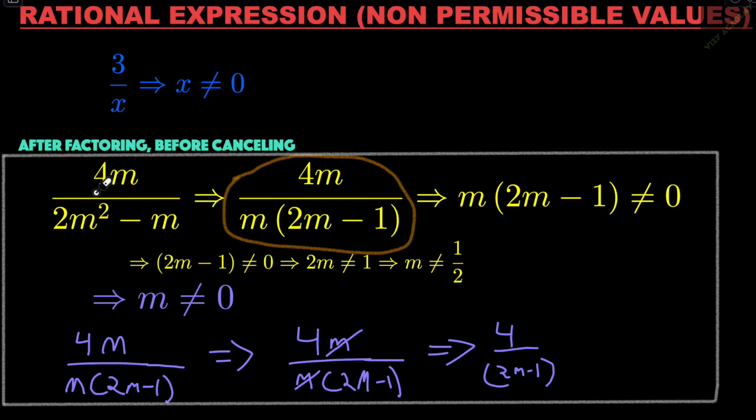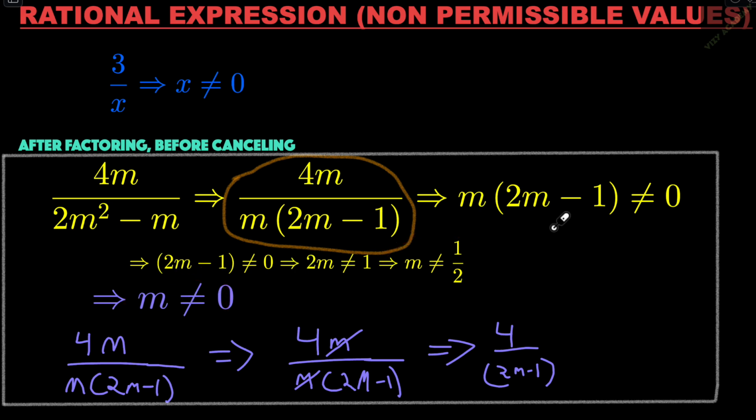Let us go over a question here. 4m over 2m square minus m. So it will become 4m over m times 2m minus 1. We can take m common in the denominator. There is nothing common in the numerator, so it will stay as it is. So m times 2m minus 1 cannot be equal to 0. First we put 2m minus 1 cannot be equal to 0. So 2m cannot be equal to 1. Dividing by 2 on both sides, m cannot be equal to 1 by 2. And the second one is straightforward, m cannot be equal to 0.